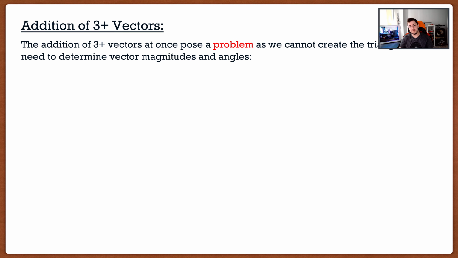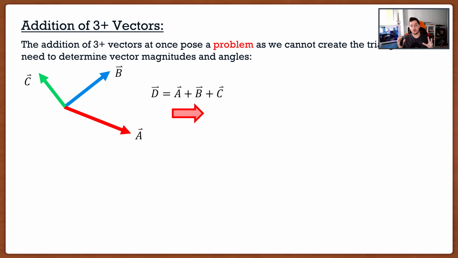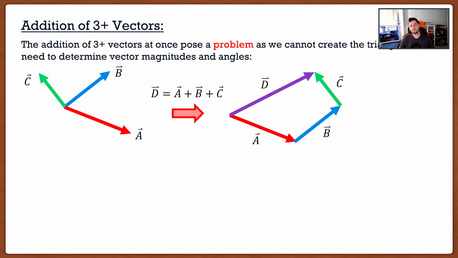The pain in the ass comes in when we have 3 or more vectors, because we don't really create a triangle. And you're saying, Clayton, how do we not create a triangle? Well, let's take a peek. So let's say that I had 3 vectors, A, B, and C, and I want to add all 3 to get vector D. Well, using the procedure we learned before, we place A down, then we place B down, and then we place C down. Well, we can see that our resultant vector D is going to look something like this.